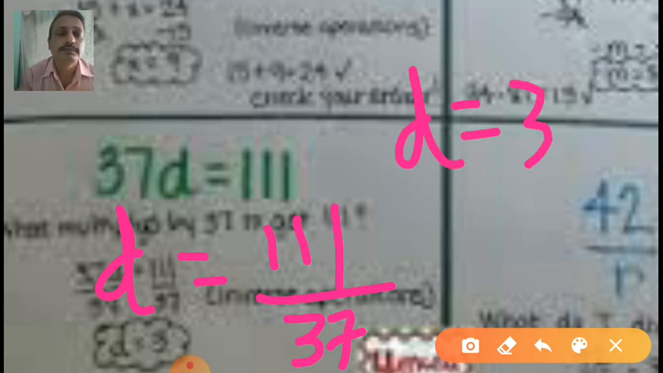Can you do the division? Yes. 37 3s are 111. Correct. Divide it. So D will now become 3. Is that our solution? How to check the solution? Very simple. Put the value of D here, 37 multiplied by 3. In the place of D, I write 3. What is the answer of this one? Yes, correct, 111. That's my right side.